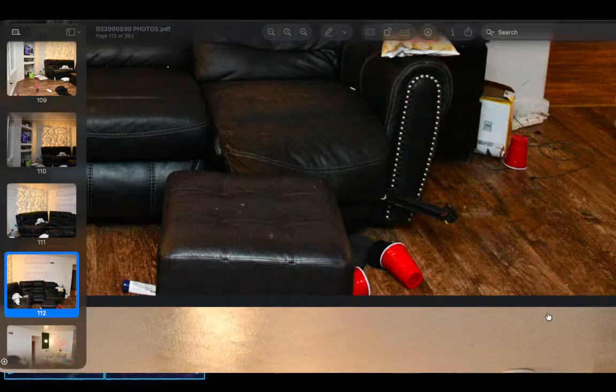Yep, no fingerprints on any of the cups when they had no cups. Yep, it was amazing.